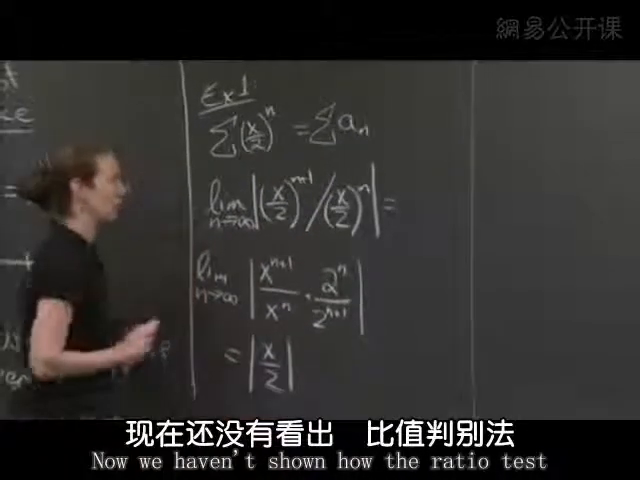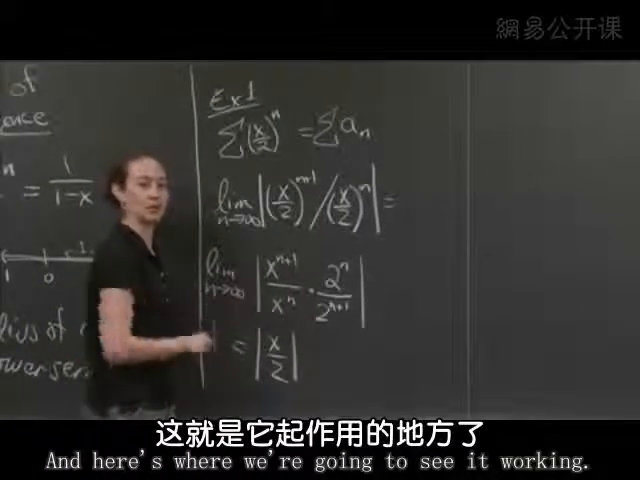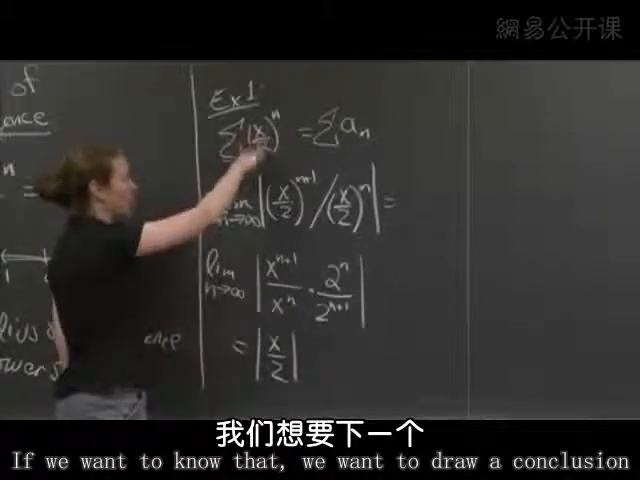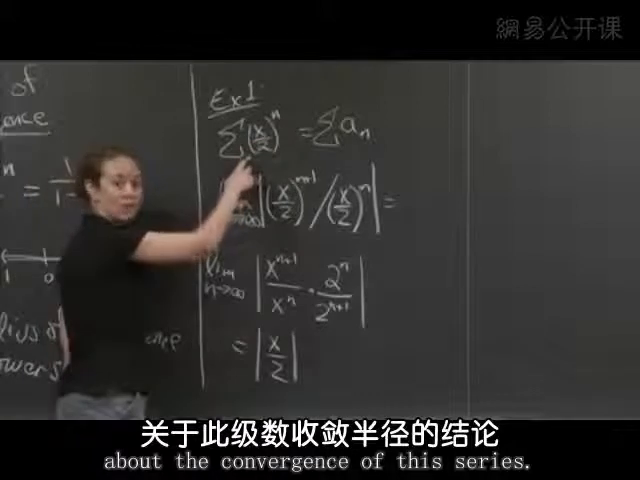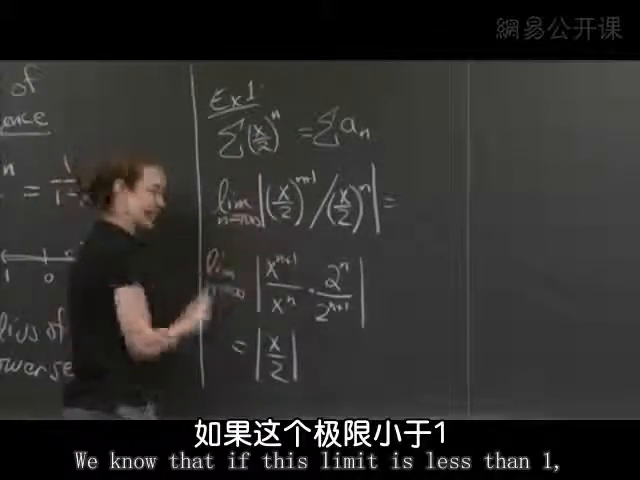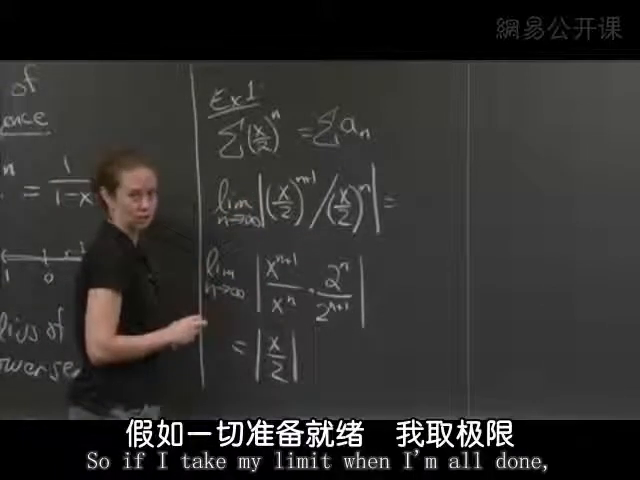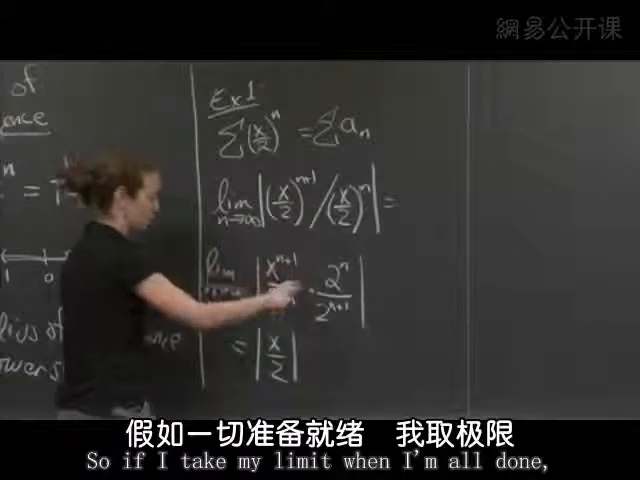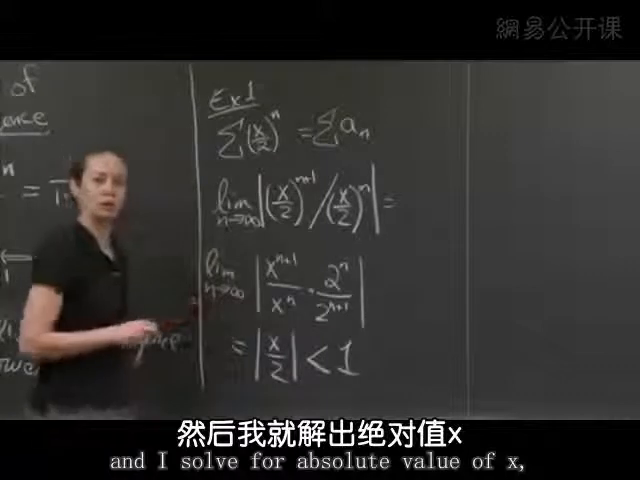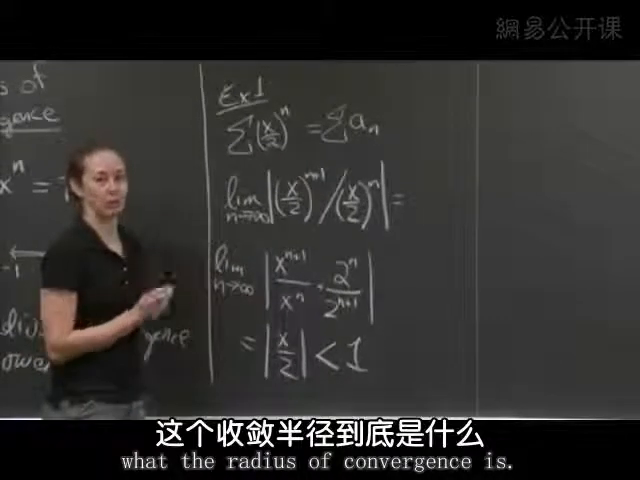Now we haven't shown how the ratio test is going to help us find the radius of convergence. And here's where we're going to see it working. If we want to draw a conclusion about the convergence of this series, we know that if this limit is less than 1, the series definitely converges. So if I take my limit when I'm all done and I set it less than 1, and I solve for absolute value of x, then that will tell me exactly what the radius of convergence is.